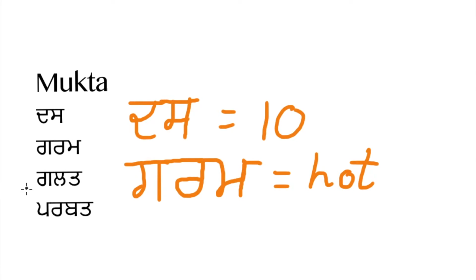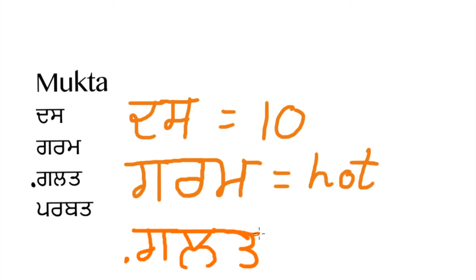So there should be a dot here, because this word is ghalat, not galat, but ghalat. And ghalat is an Arabic word which means wrong. So it's actually even used in the Arabic language. It's a direct import from Arabic, this word. So we have the word gha, la, and ta, which means wrong.